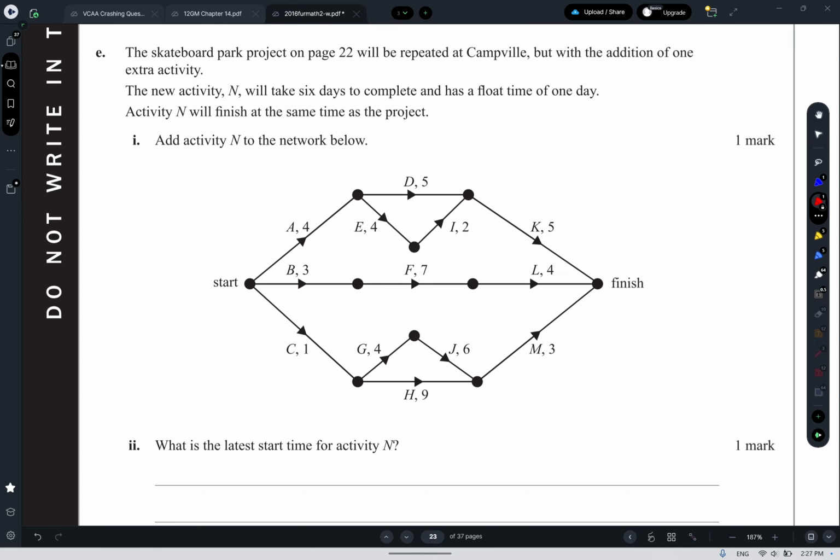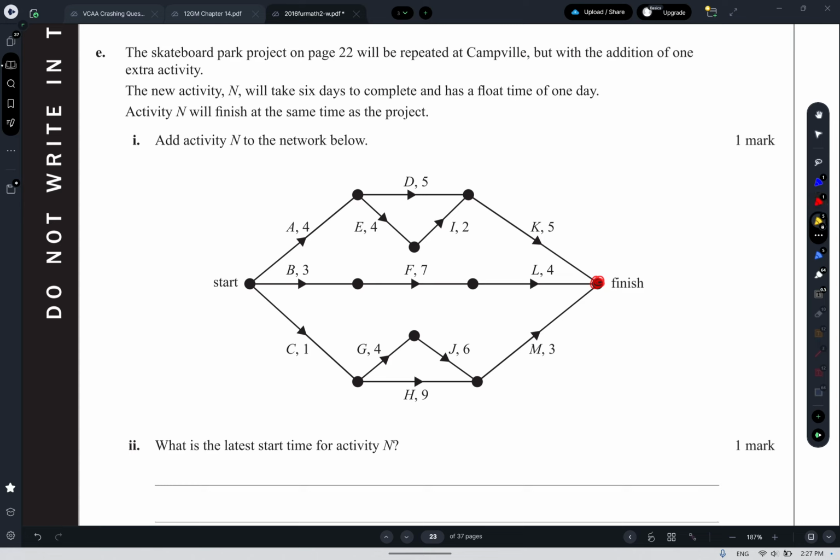The skateboard park project on page 22 will be repeated with 1 extra activity. Activity N will take 6 days at a float of 1 and will finish at the same time as the project. Add it to the network. So it has a 6-day completion time and a float of 1. What we're looking for is a route near the end that takes about 7 days to finish, because it has to finish here.